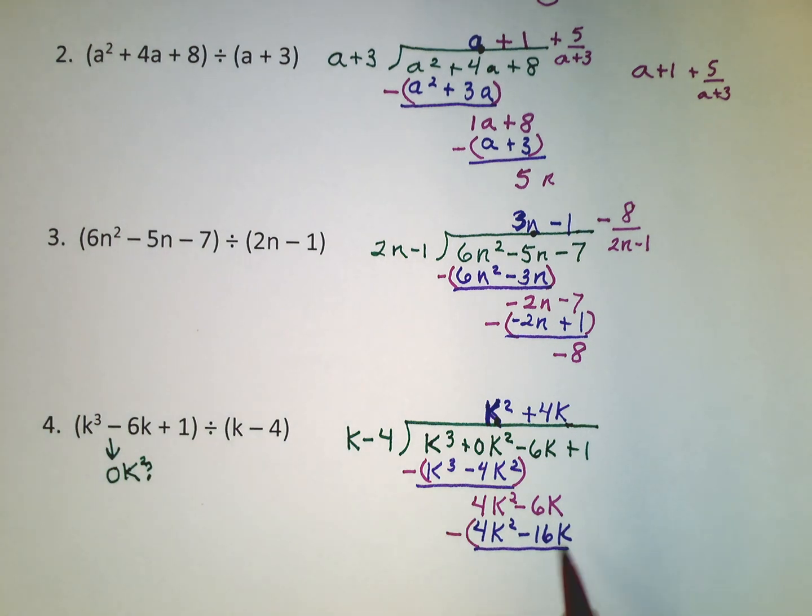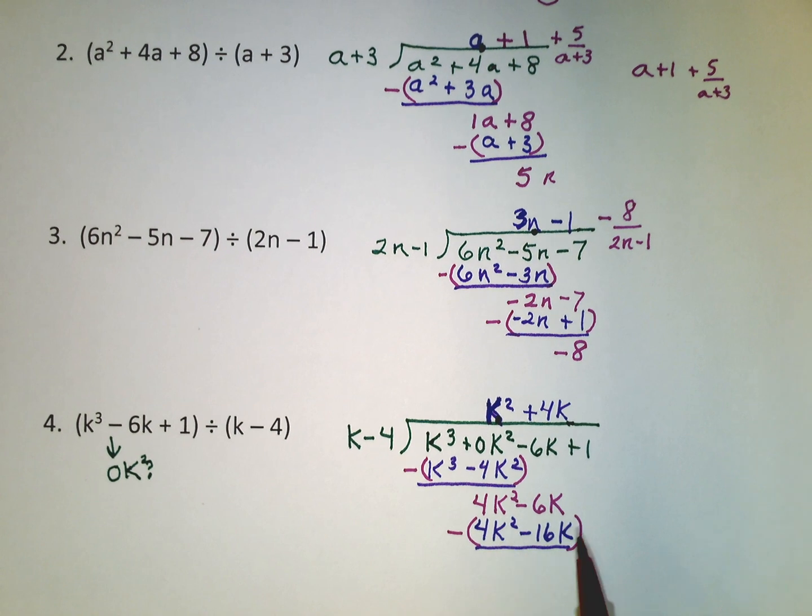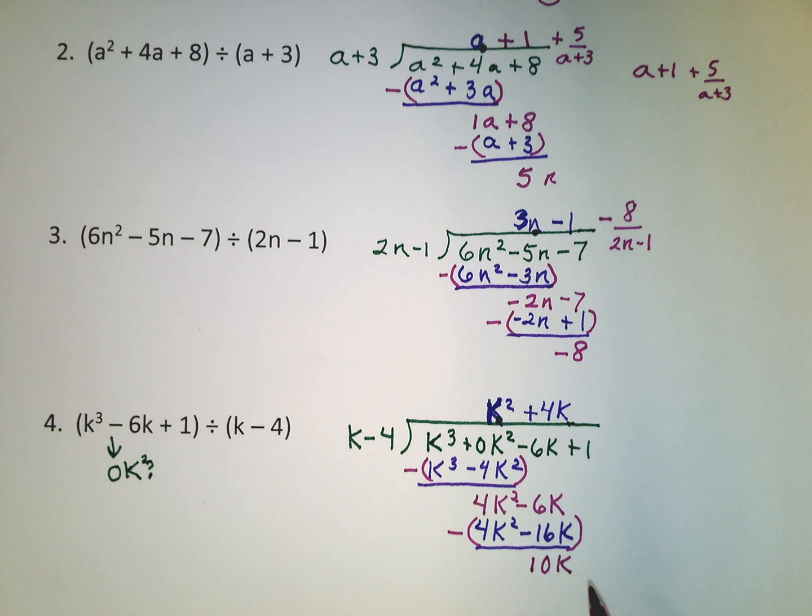And then we subtract. Well, the 4k squareds very nicely cancel out on us. Negative 6k subtract a negative 16k. Well, subtracting a negative 16 is really the same as adding 16. So this would be like negative 6k plus 16k, which is going to come out to 10k. Bring down the next term and keep dividing.